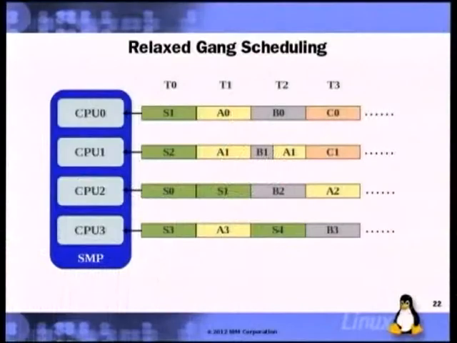In the next case, with relaxed gang scheduling, we allow other tasks to come in and use these CPU cycles, just to make sure that we do not increase idle time. At T1 on CPU 2, we allow one system task to come in and use the CPU. Similarly, it fills in, so basically we do not waste the CPU cycles.